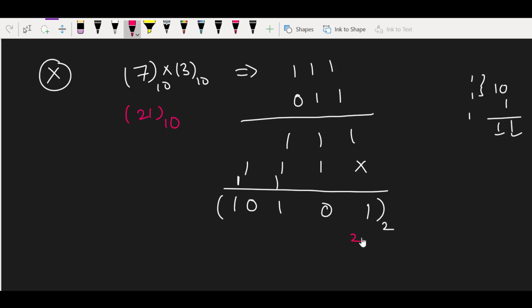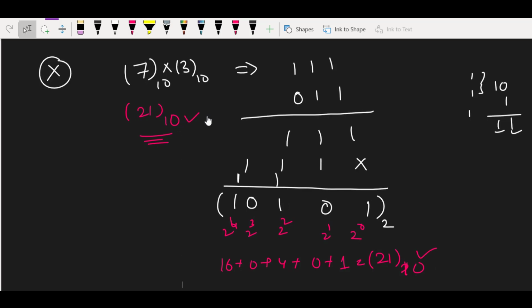If you write it here, this will be 2 power 0, 2 power 1, 2 power 2, 2 power 3 and 2 power 4. If you take the value, this will be 16 plus 0 plus 4 plus 0 plus 1. 16 plus 4 will be 20, 20 plus 1 will be 21 in decimal number system. So you can see we got the same values here and here. That means our multiplication is correct. So this is how we perform the binary multiplication.